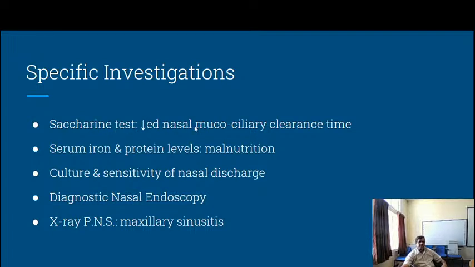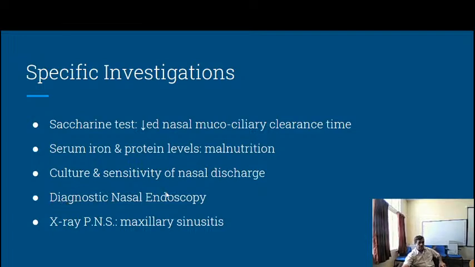So in these conditions, because the nasal mucociliary clearance is not properly happening, there is a delay. Sometimes it takes a very long time for the saccharin to reach the nasopharynx. Then investigate iron deficiency and the various vitamins that are responsible as primary etiological factors for primary atrophic rhinitis. Then of course the various organisms that we have mentioned also can be identified, and culture and sensitivity can be done.